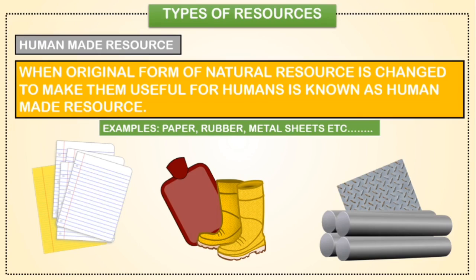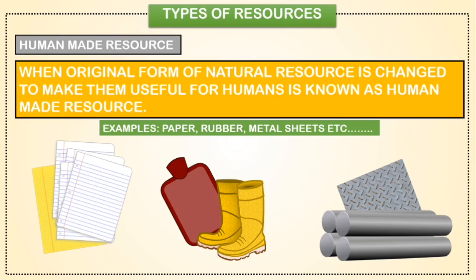Our third example is metal sheets. We know that we obtain metal from the earth's crust, which is a natural resource, and then we convert it into a human-made resource by processing it and transforming it into sheets and metal rods. Fine. So see how human beings are doing this.